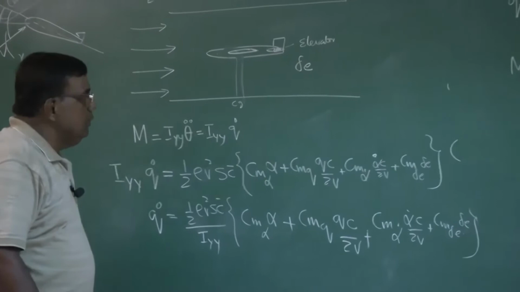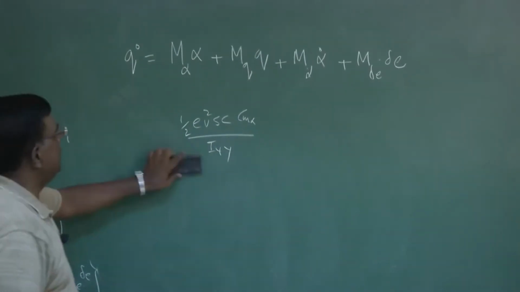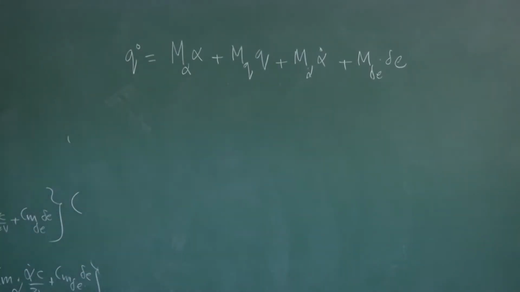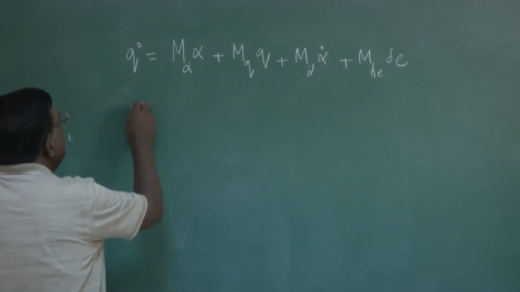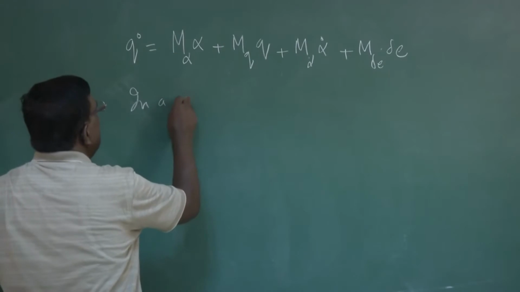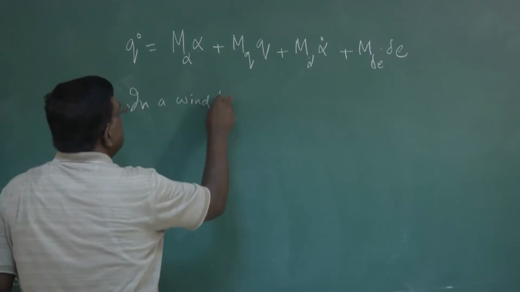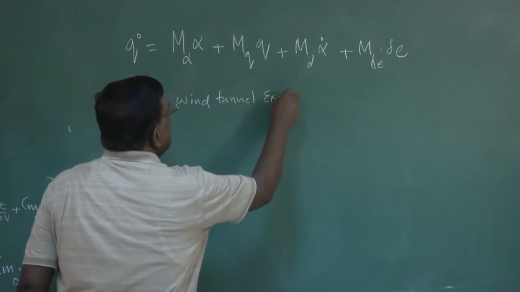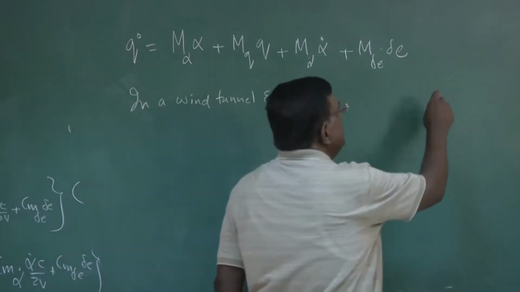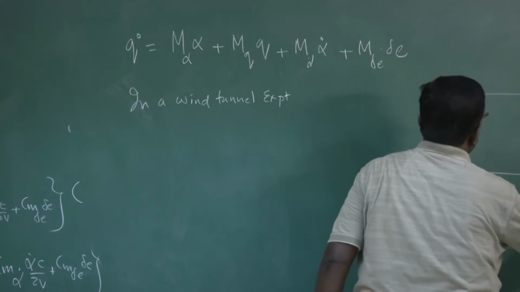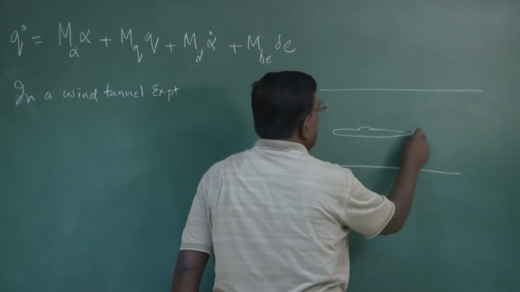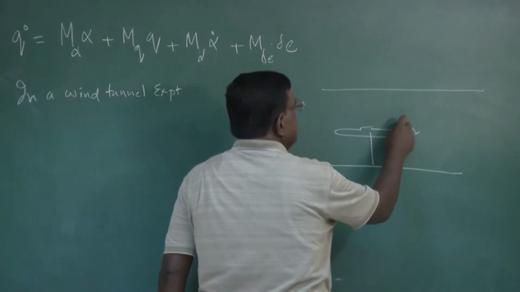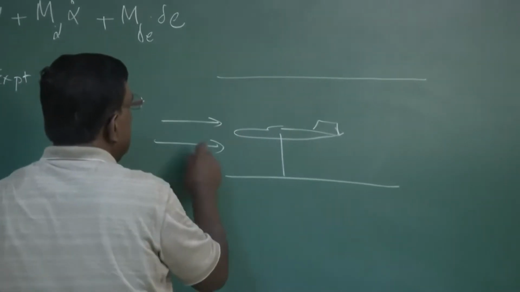I'll erase this just for your understanding. Now you know that in a wind tunnel experiment, when I am drawing it like this, this is the wind tunnel, this is the body or airplane, and the velocity vector remains unchanged.